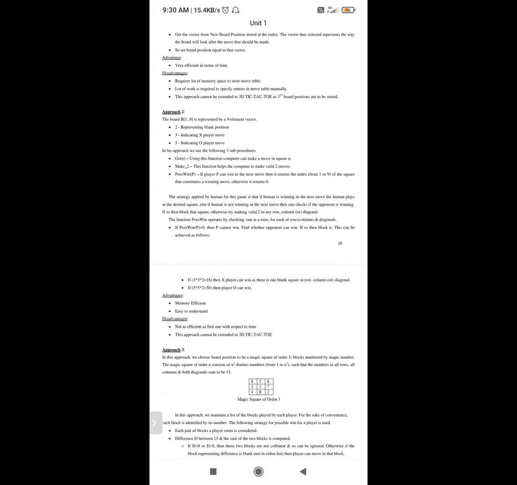Coming to the advantages of this approach, it is memory efficient and it is easy to understand. Some of its disadvantages: it is not as efficient as the first one in terms of time. That means this one is a time taking process. And this approach cannot be extended to higher dimensions.